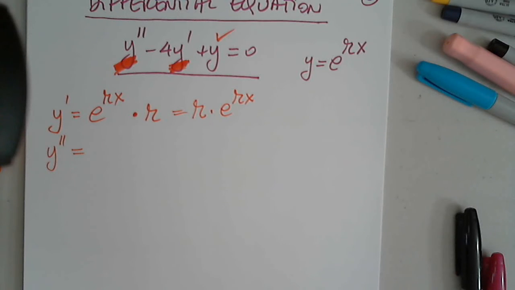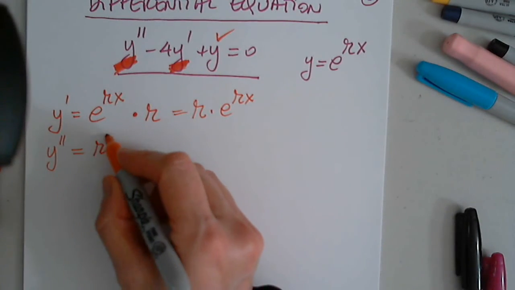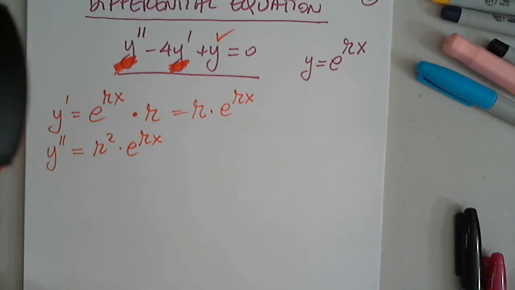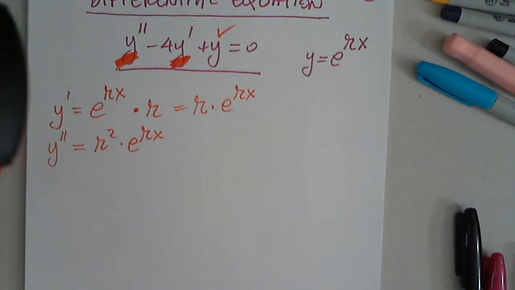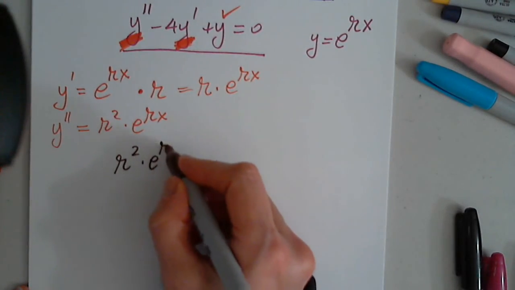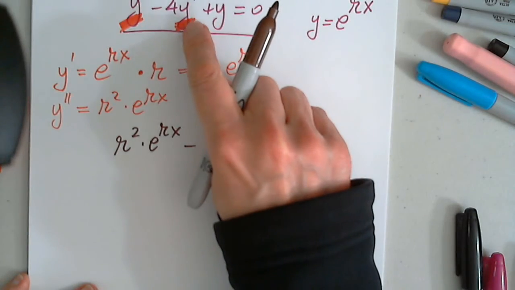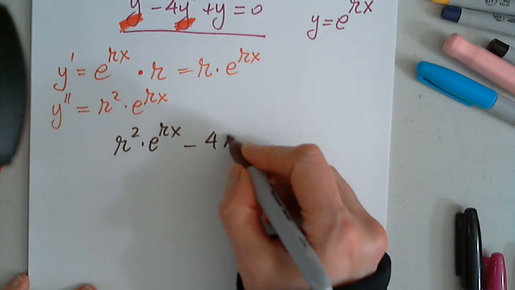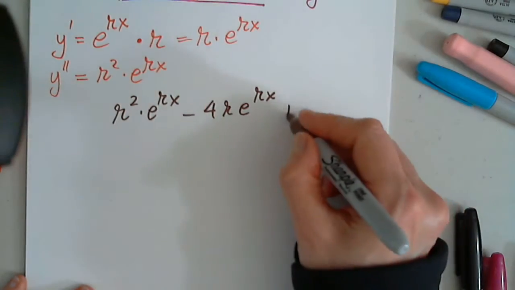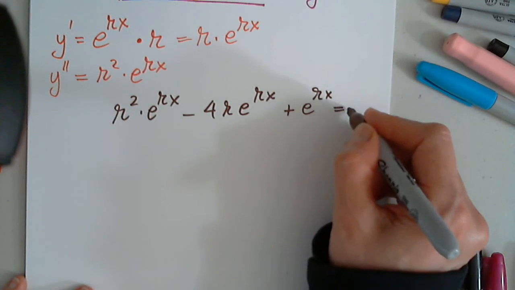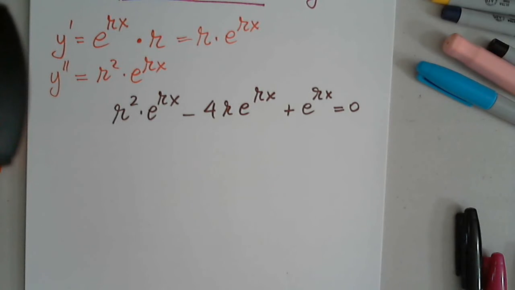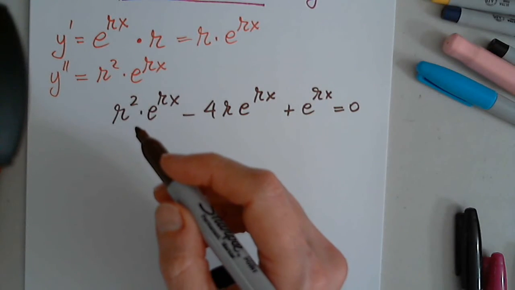Can anyone give us the second derivative, please? Anyone who hasn't said anything yet? Trey, would you like to try? Would it be r squared times e to the rx? Excellent. Very good. So now what we have to do is show that hopefully this is 0. So the second derivative will be r squared times e to rx minus 4r e to rx and plus e to rx equals 0.